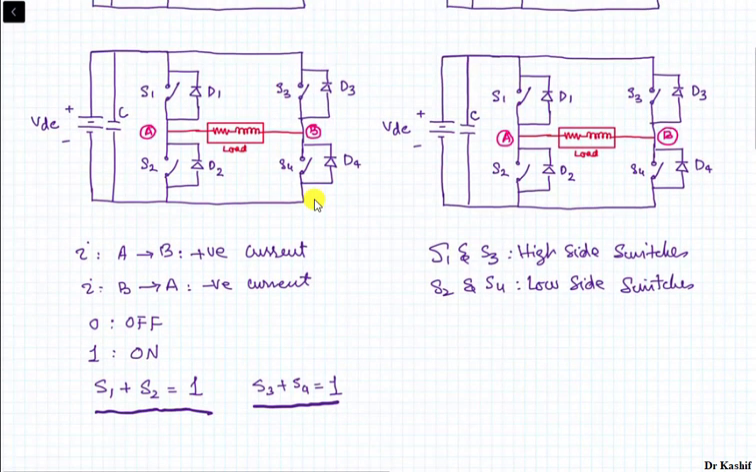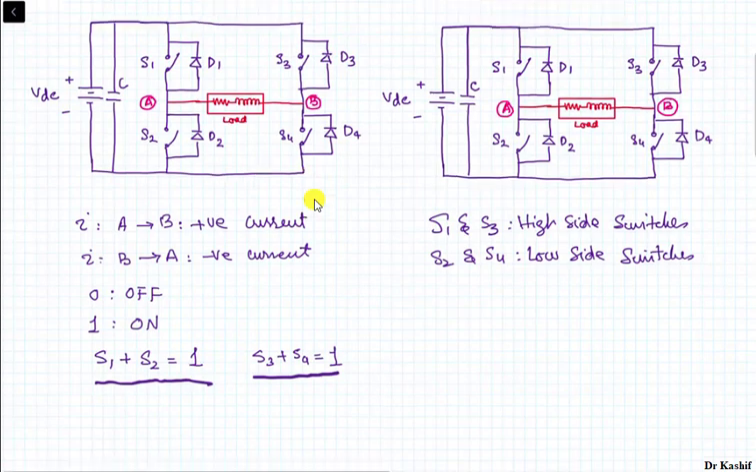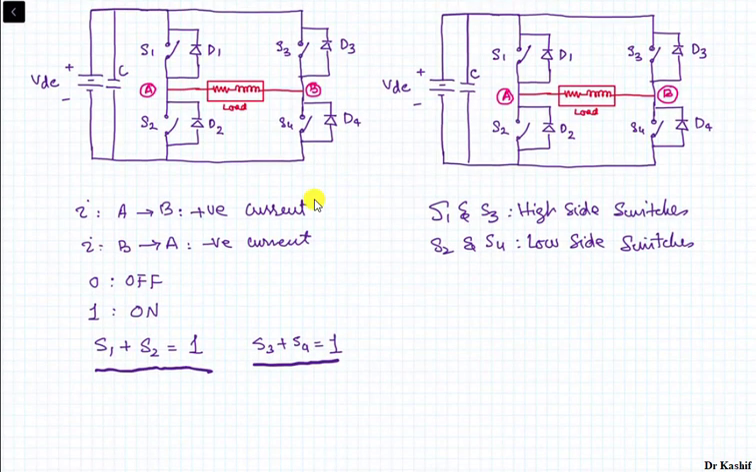Okay, so now if I look at the high side switches, S1 and S3, there may be 4 possible combinations in the circuit, and we can make a table to represent all of those switching states.